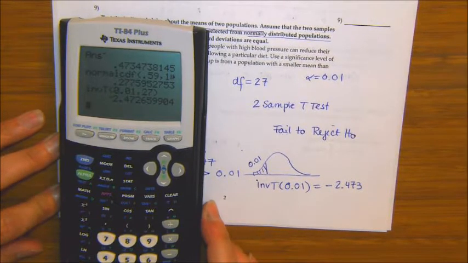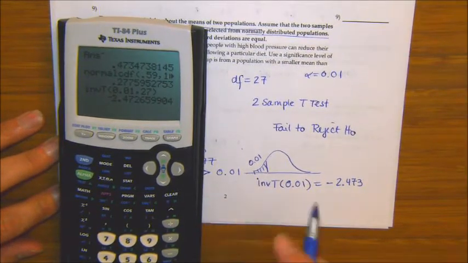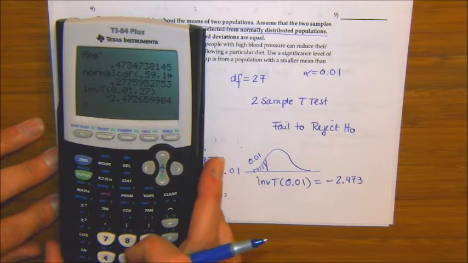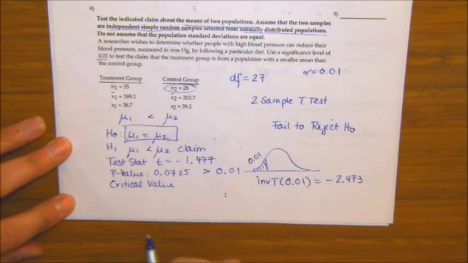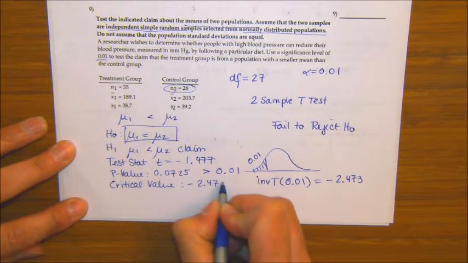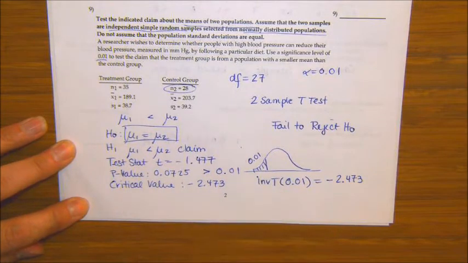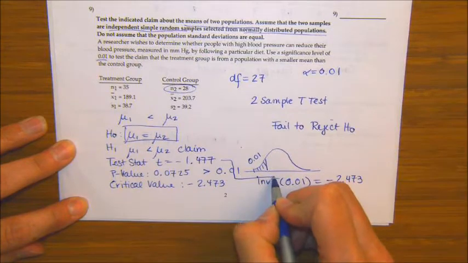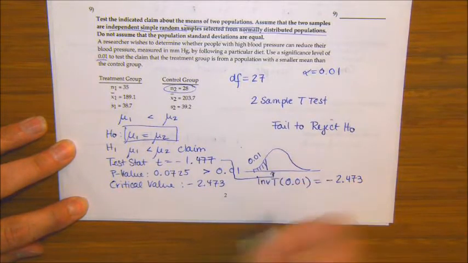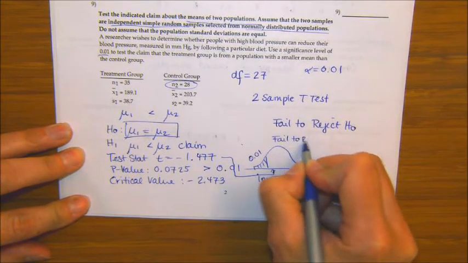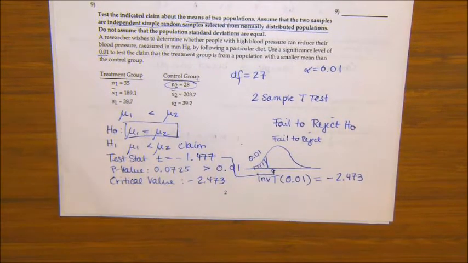So inverse t, which was second vars, put in the area to the left, 0.01, and 27 degrees of freedom gives you a critical value of negative 2.473, rounded. When we're comparing our test statistic, the test statistic falls over to the right. It's not as negative, so it falls into that fail to reject zone. So same conclusion as before.